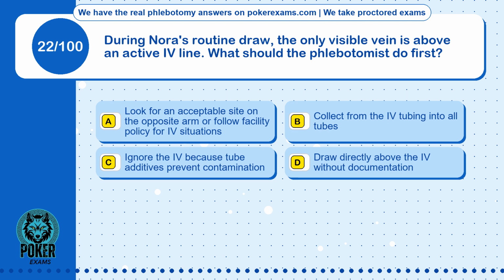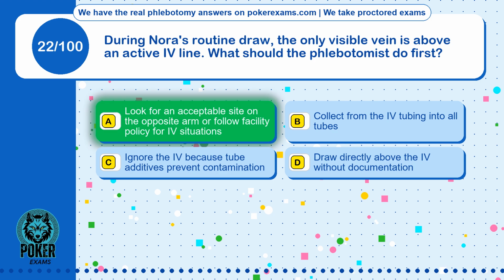Question 22. During Nora's routine draw, the only visible vein is above an active IV line. What should the phlebotomist do first? Option A. Look for an acceptable site on the opposite arm or follow facility policy for IV situations. Option B. Collect from the IV tubing into all tubes. Option C. Ignore the IV because tube additives prevent contamination. Option D. Draw directly above the IV without documentation.